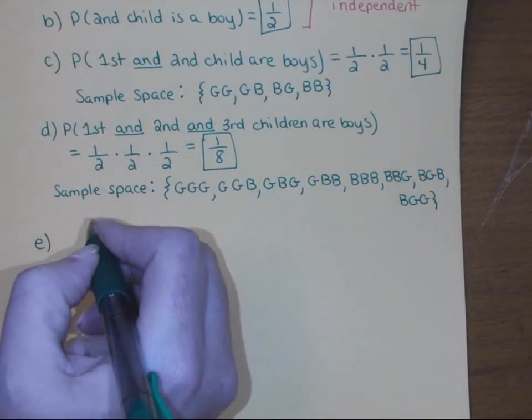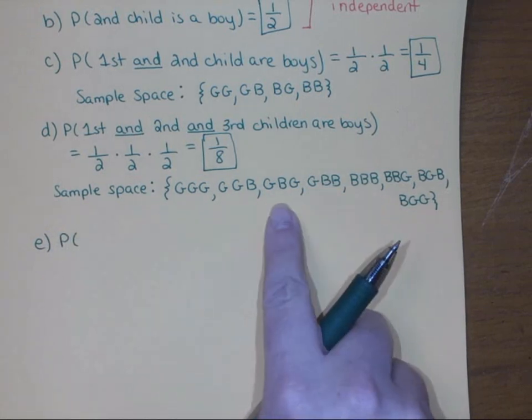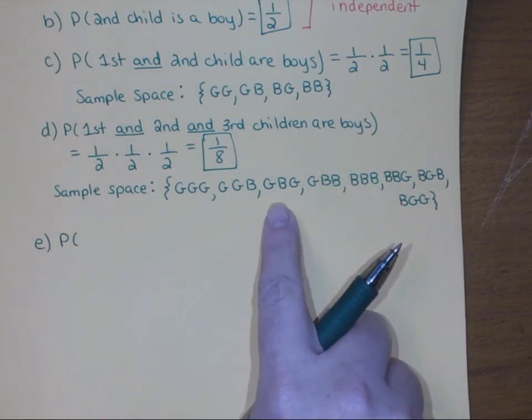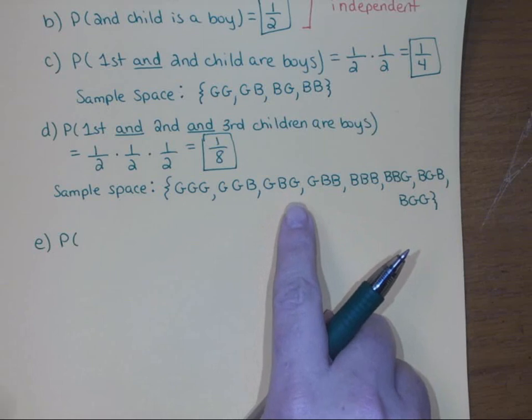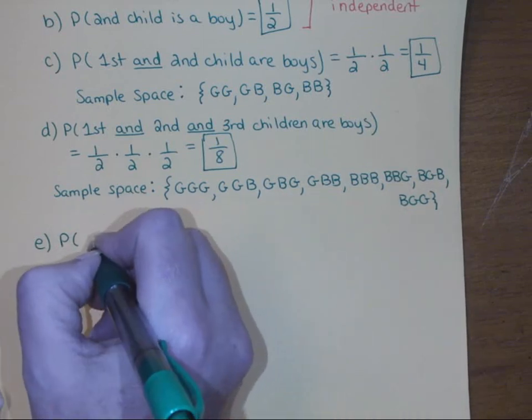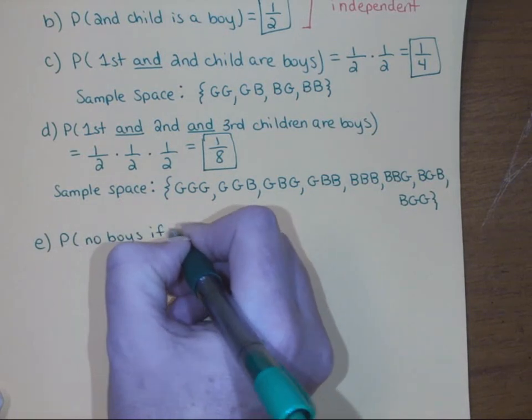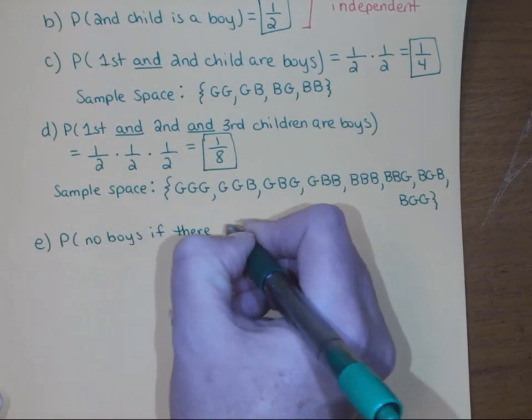So I'm going to show you a strategy that will help you. You can see that the sample space with 3 events is already getting kind of large, right? And we only have 2 options for each of the individual opportunities. Okay, so what's the probability of no boys if there are 3 kids?